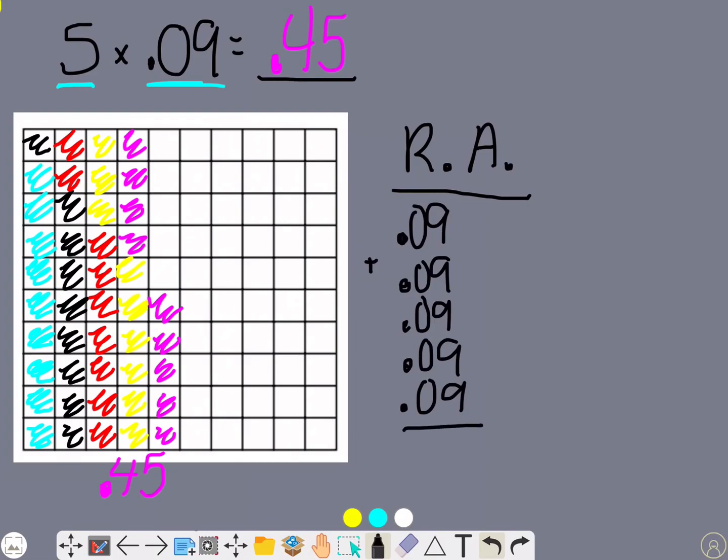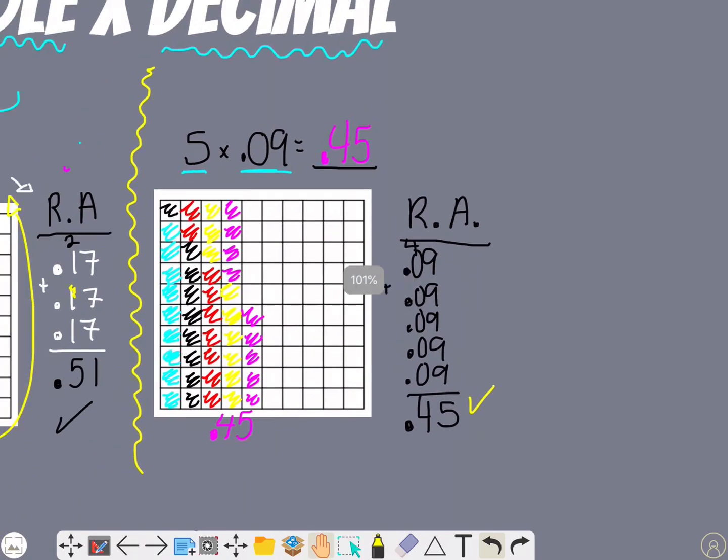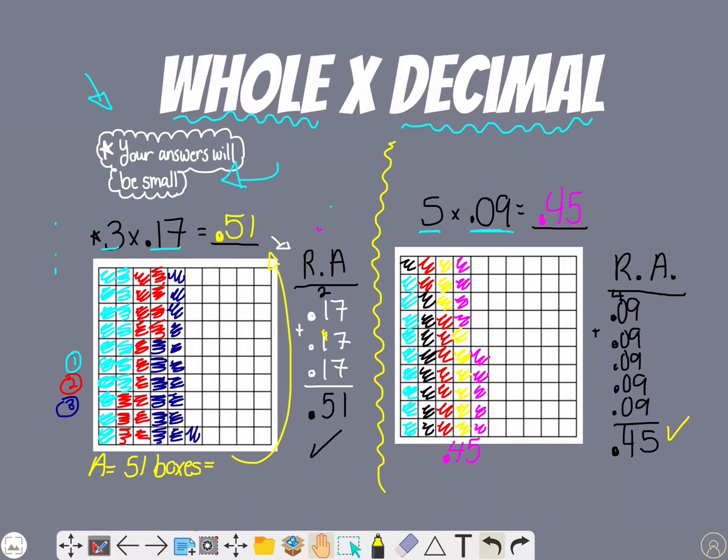If I was to add up all of my numbers, which is 0.09, 5 times, I would get 45, carry my 4, drop my decimal, so that would also equal 45 hundredths. And those are 2 great examples of how to multiply a whole number times a decimal.